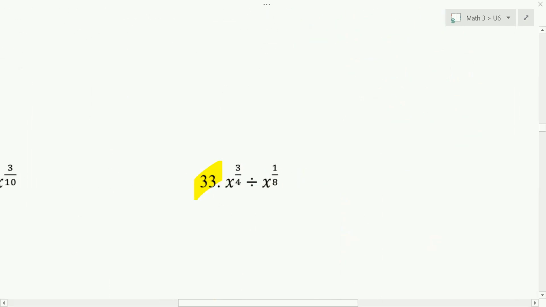Number 33. We want to divide two things that have a same base, x, and have exponents. And when you do this, you keep the base the same, and you subtract your exponents. So 3/4 minus 1/8. To subtract fractions, we need a common denominator, so I'm going to change that first fraction to 6 over 8 minus 1 over 8. And we end up with x to the 5 over 8th power. So that could be your answer, or you can write it as the 8th root of x to the 5th.